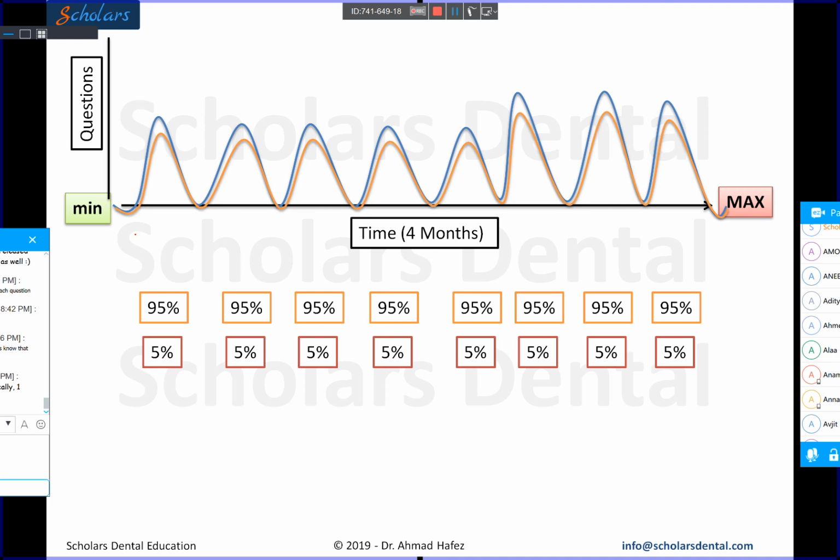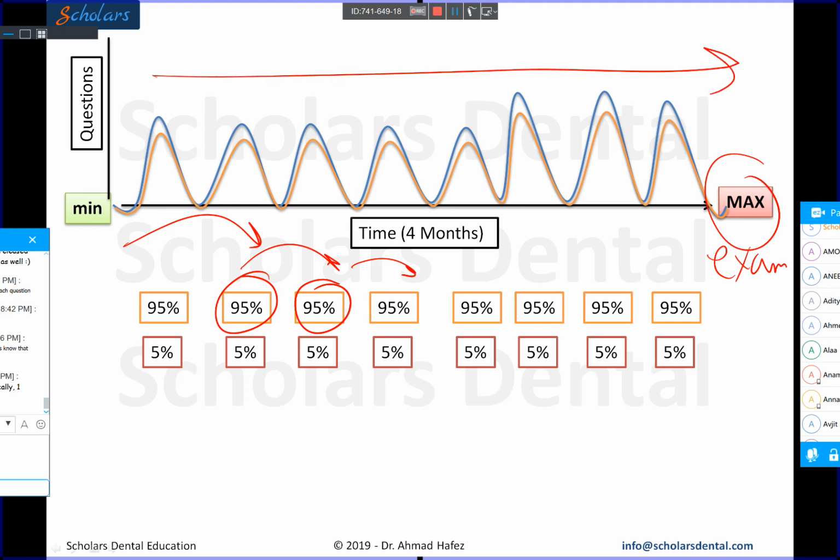If you focus on the 95% and just leave the 5%, you will benefit yourself, because if you keep doing that, the next subject you do the 95%, the next subject you do the 95%, the next subject you do 95%. By the time you get to the exam, you have achieved your maximum potential overall, because you have completed 95% of all subjects. And that's what you want.